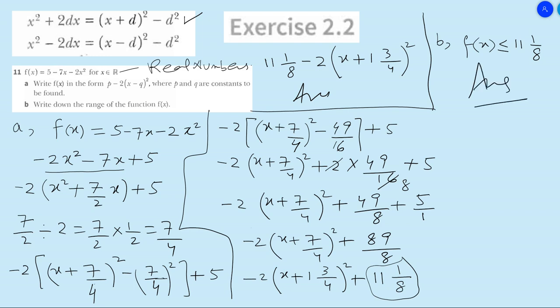This is the answer. So whenever they ask to find the range of the function, we just write the constant term, but don't forget to apply the inequality sign, that is less than or equal to or greater than or equal to. The answer will tell you whether we put the less than or equal to sign or the greater than or equal to sign. Hope you understand this question number 11. Now move to question number 12.